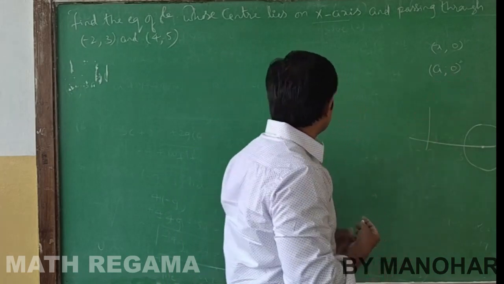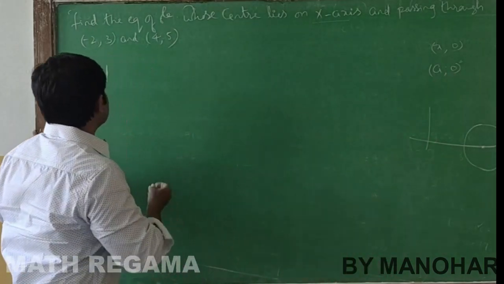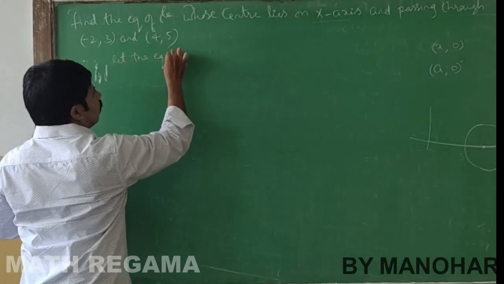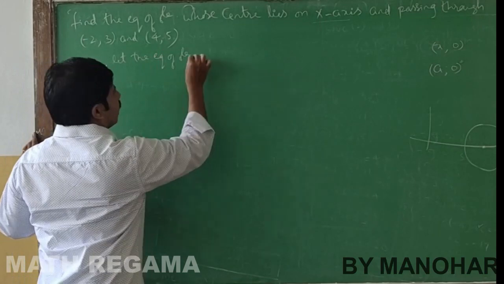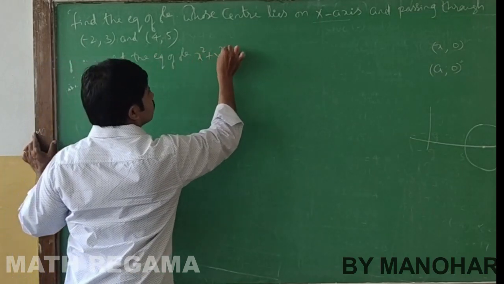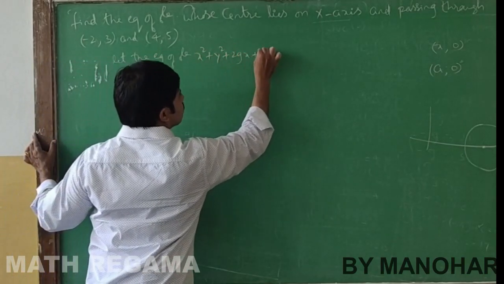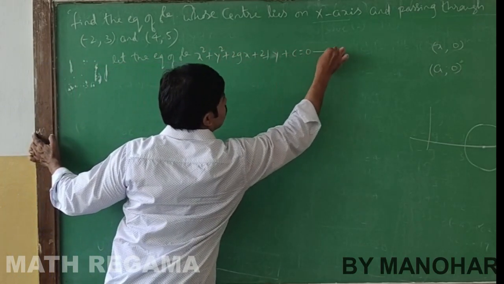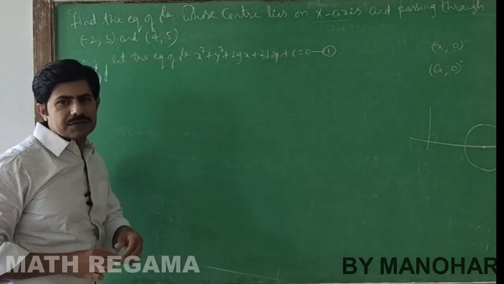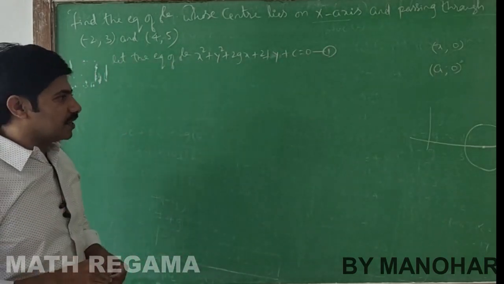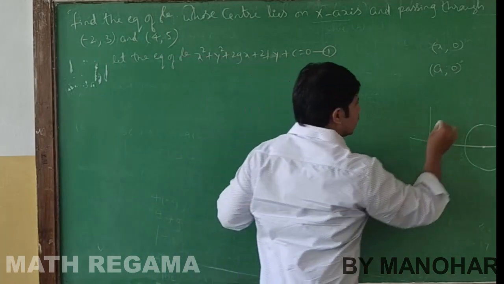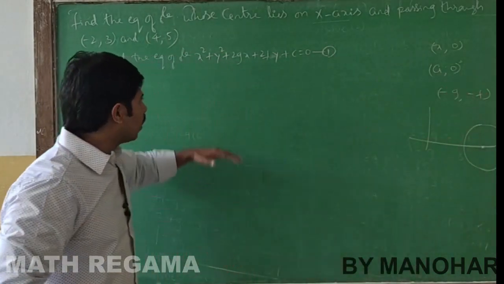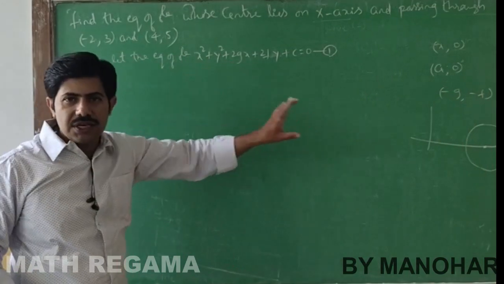So here generally what we do is we assume the equation of the circle. Let the equation of circle be x square plus y square plus 2gx plus 2fy plus c is equal to 0. We'll assume this equation of circle. The center of this equation 1 is (-g, -f).